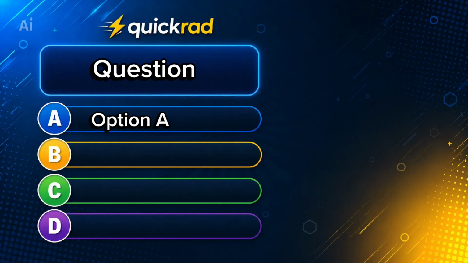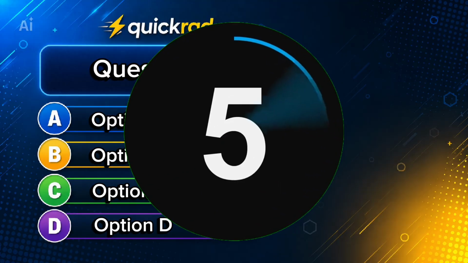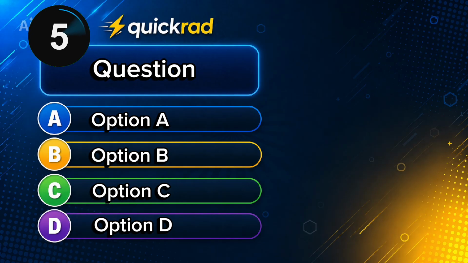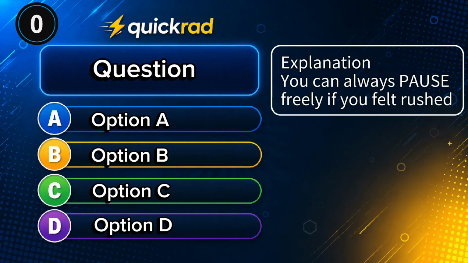Alright, here's how this works. You'll get a multiple choice question on the screen and you'll have 5 seconds to lock in your answer. Think fast! The countdown starts immediately. After that, I'll reveal the correct answer followed by a quick rationale so you actually understand why it's right. Don't skip too early because the explanation is where you'll learn the most.